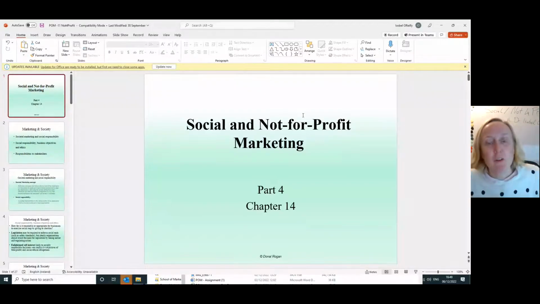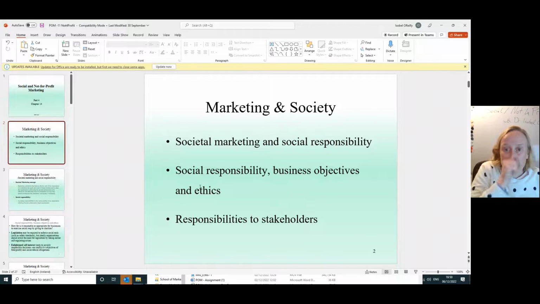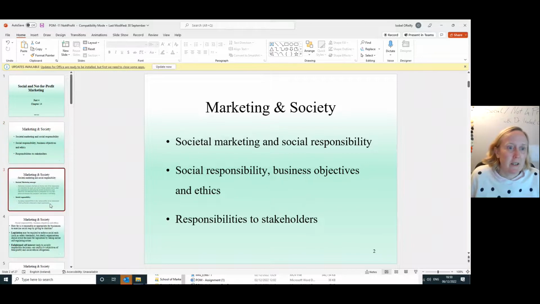Okay, so for our final topic of the course, we're going to cover social and not-for-profit marketing. This is mostly taken from the Donal Rogan book, chapter 14. So again, we start with definitions usually. We're going to look at societal marketing and social responsibility in the context of business objectives, ethics and responsibilities to stakeholders.